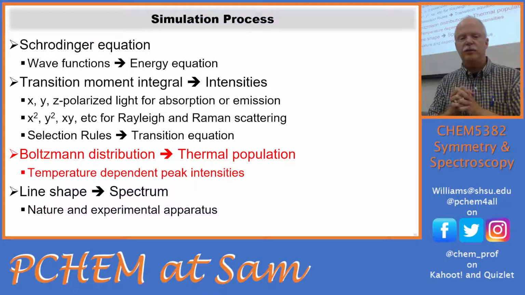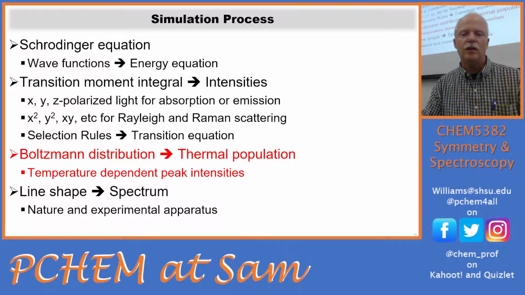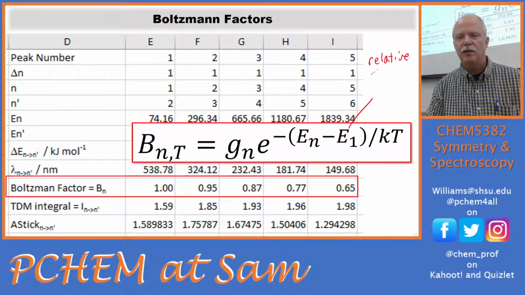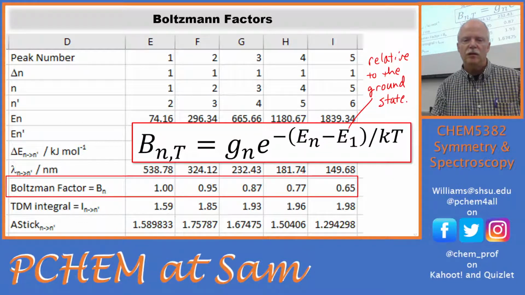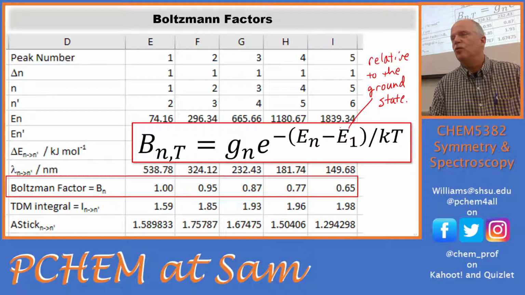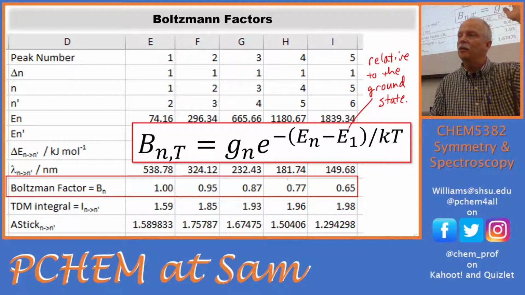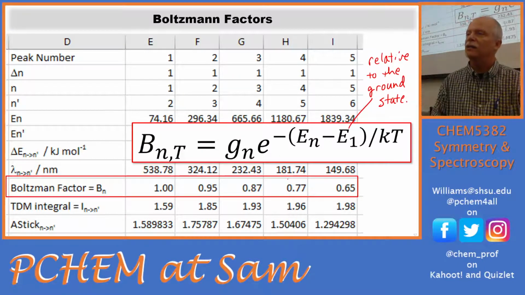And now let's talk about the Boltzmann distribution. So the thermal population. So here's our equation. It's the degeneracy term times this exponential, and it's based upon the ground state. So it's always relative to the ground state. And so when you are in the ground state, this difference is 0, so you have e to the 0, which is 1. So the Boltzmann factor for the ground state is 1. And for all of the other states, it's going to be less than 1. So these are probabilities relative to the ground state.